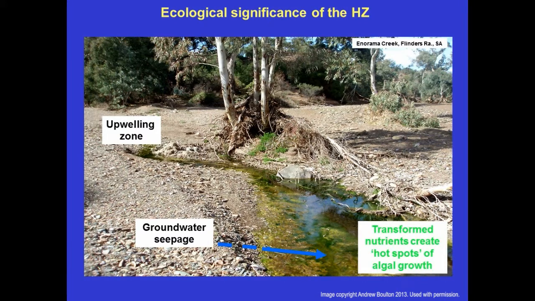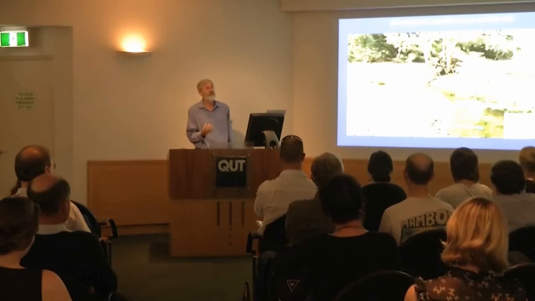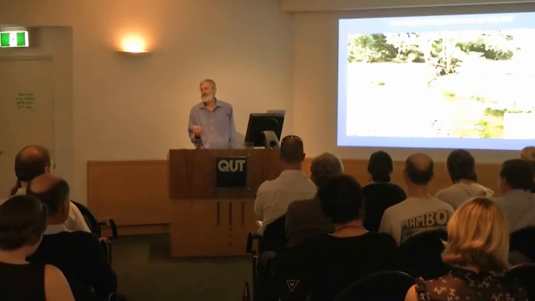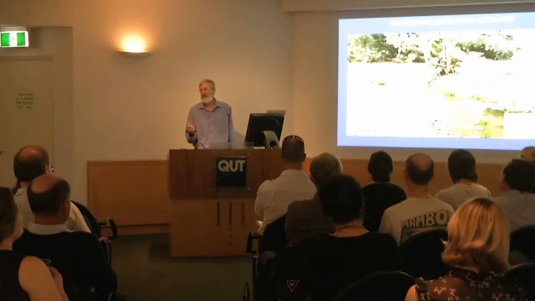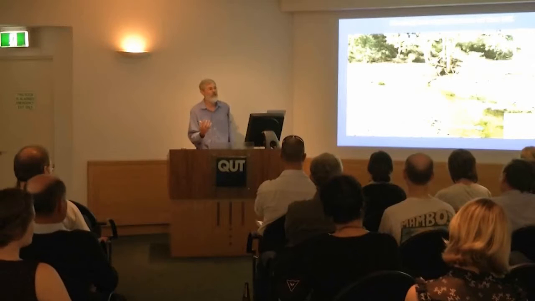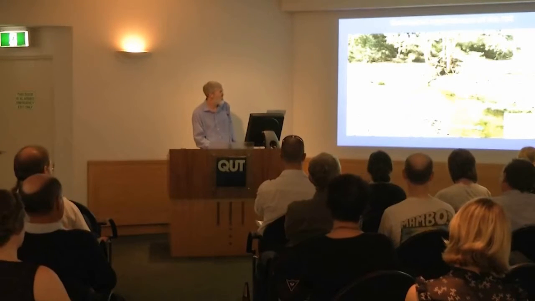And a lot of what's going on in that hard to read text there is that transformed nutrients are creating these hotspots of biological productivity. We've done various experiments to demonstrate that the algae has its growth limited by the concentrations of nitrate. And when nitrate is being supplied by the groundwater, you get these bright green traffic lights, if you like, of algal productivity in these upwelling zones.